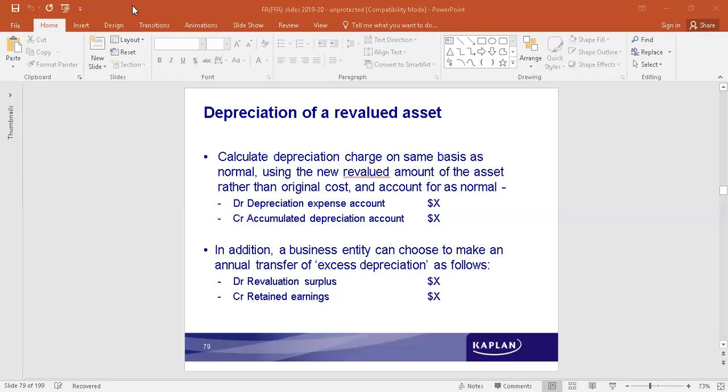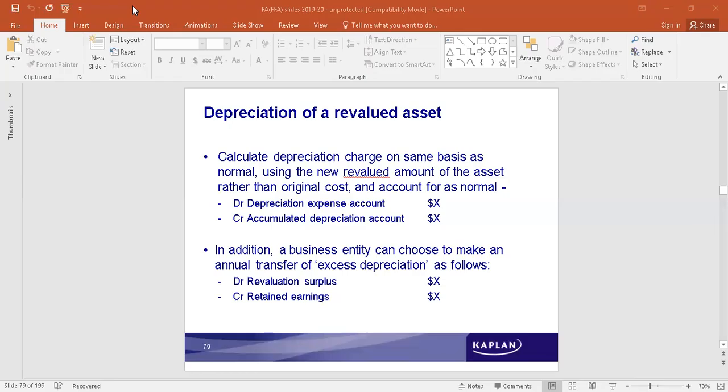The asset is now at a new value. It is not the original cost which was incurred to acquire the asset, but a revalued new amount. Based on that new amount, the percentage of depreciation according to the straight line method or written down value method will be applied, and the new amount of depreciation will be calculated. Treatment is the same: depreciation expense account debited, accumulated depreciation account credited.